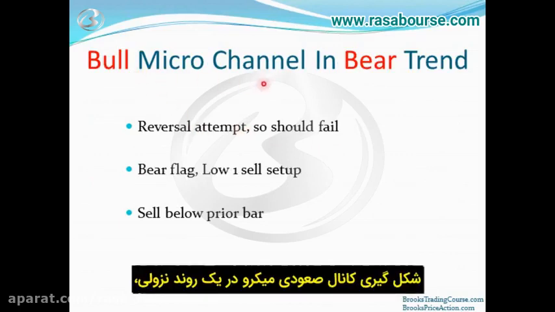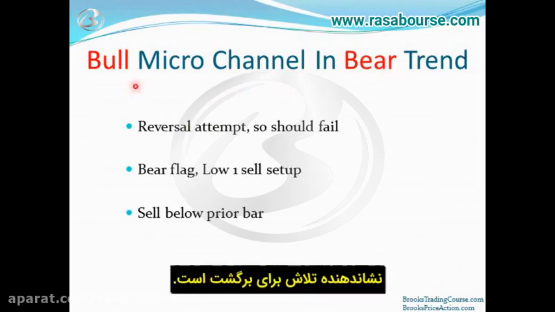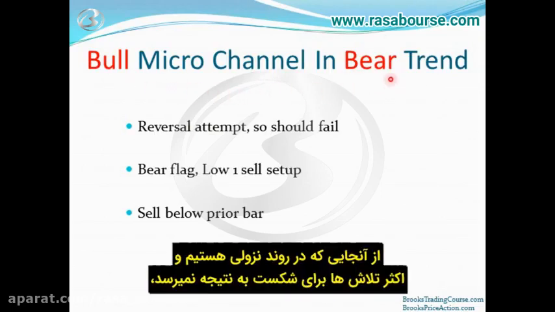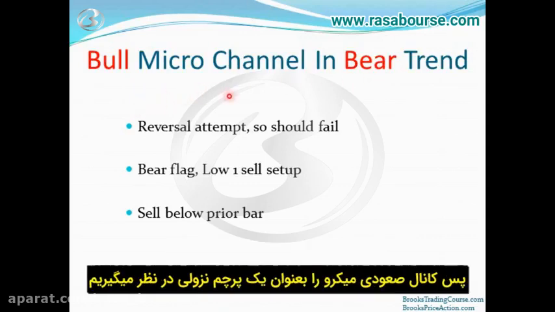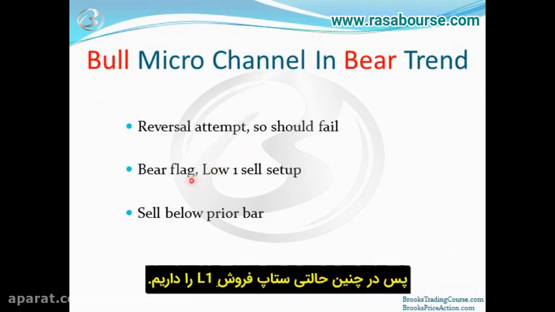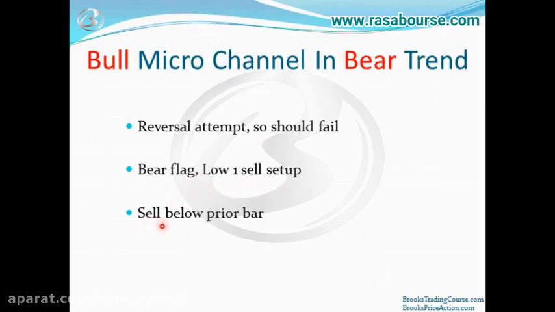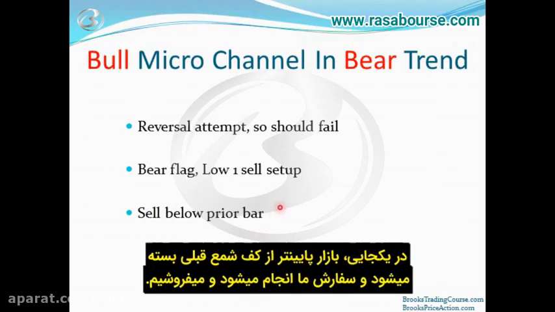A bull micro channel in a bear trend is an attempt to reverse. Since it's a bear trend and most reversal attempts fail, the bull micro channel should become a bear flag and the reversal attempt should fail. It sets up a low 1 sell setup. So you place a limit order to sell below the low of the prior bar. As the channel continues up, at some point a bar will trade below the low of the prior bar, and that will trigger the short, and you'll be short.